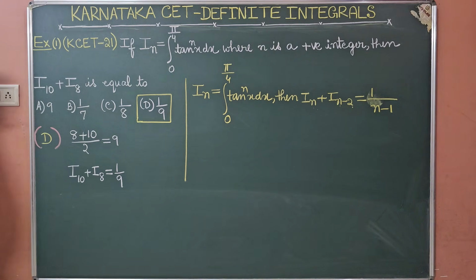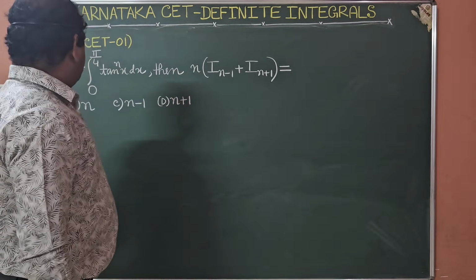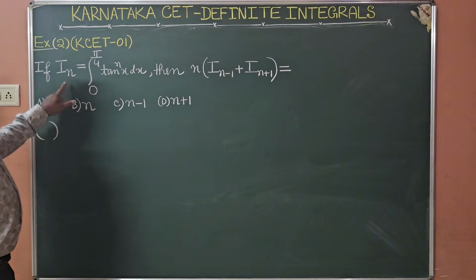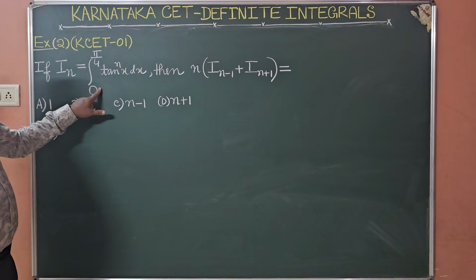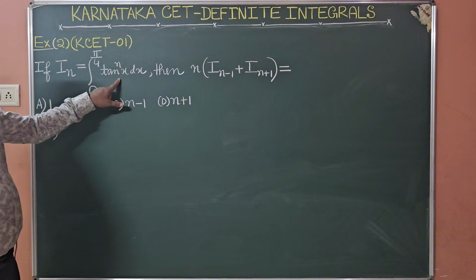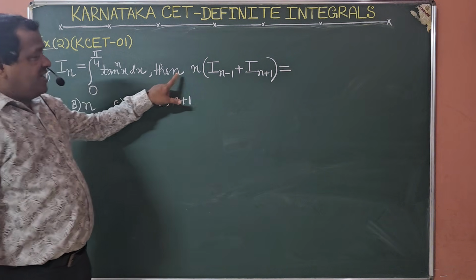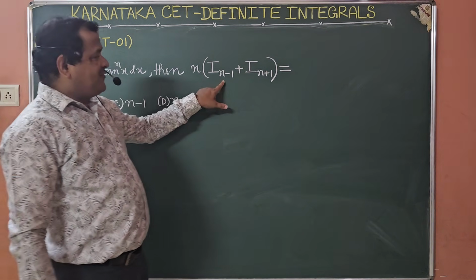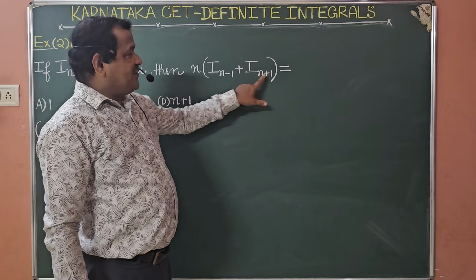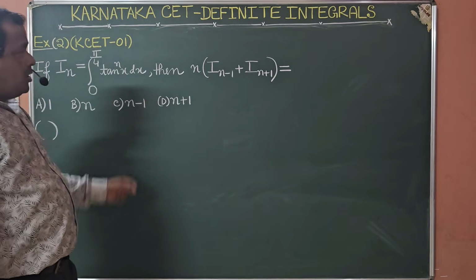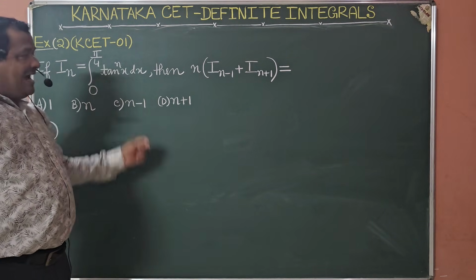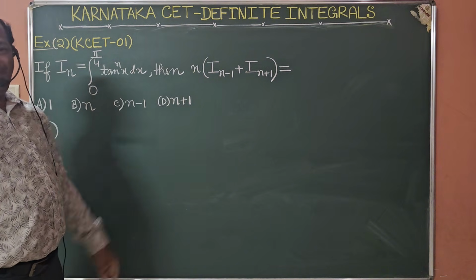So kindly go through. Here is the next KCET question. If I suffix n is equal to integration from 0 to pi by 4 of tan power nx dx, then n into I suffix n minus 1 plus I suffix n plus 1 is equal to what? Pause the video for a while and solve on your own.